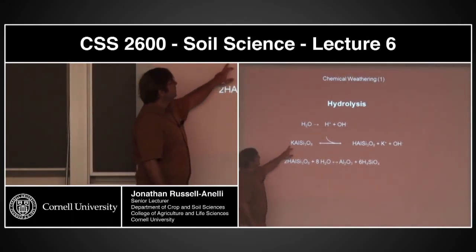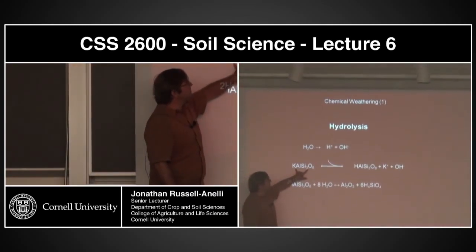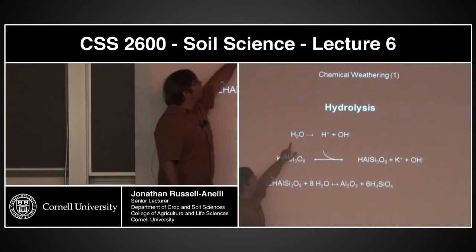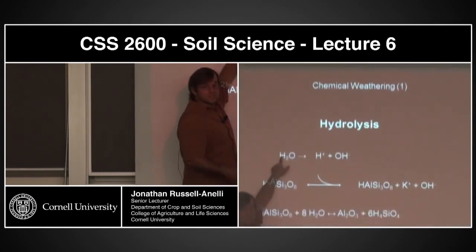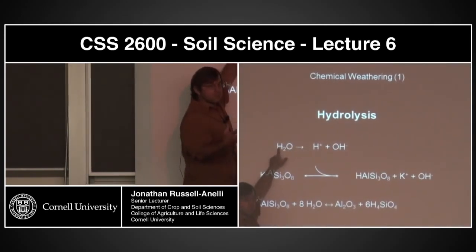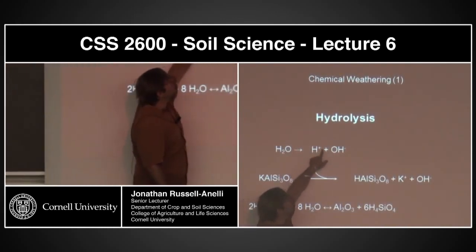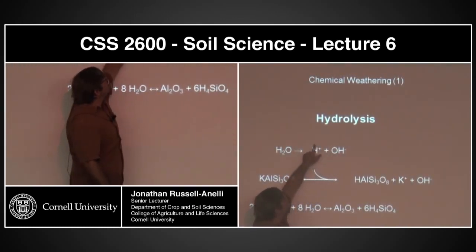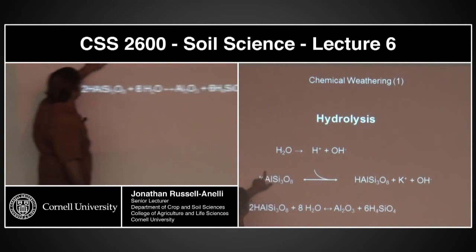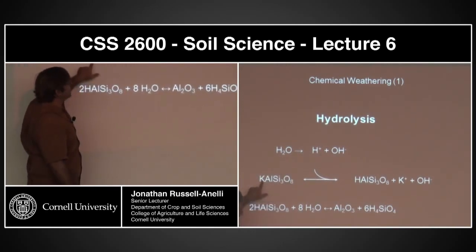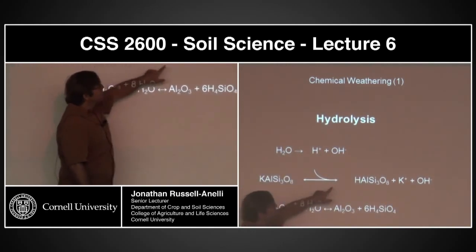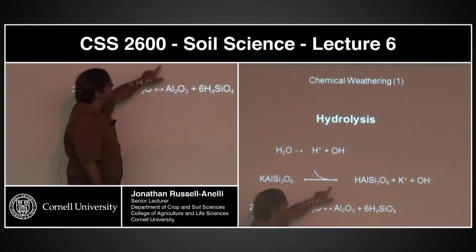Okay? One example, this is a hydrolysis example. But basically, I'm looking at a potassium aluminum silicate here. This is the mineral that I start with. My water molecule right here, water disassociates. That's the term for pH. But it disassociates into a proton and a hydroxide. In this case, this proton is going to react with this mineral, and it's basically going to react with that potassium.